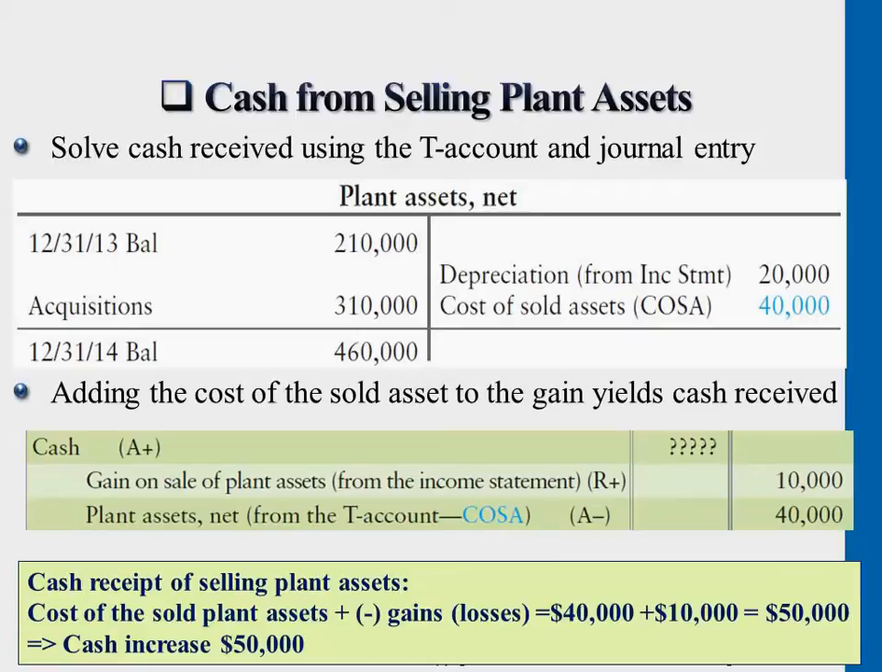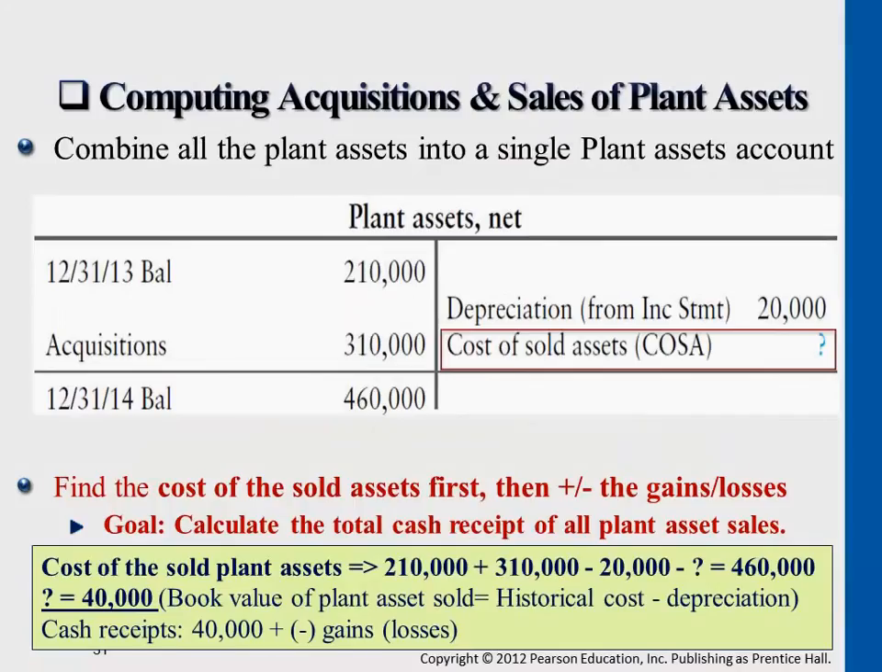Okay, other problems may give you the beginning balance, the book value, depreciation, and ending balance, and ask you what is the dollar amount that we used to purchase the asset, the $310,000. Then again, basically you just put in all the information here, trying to find the question mark.